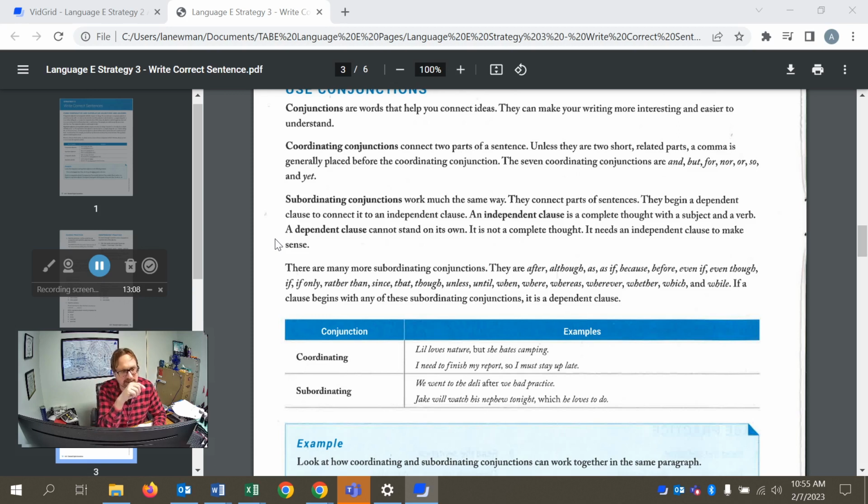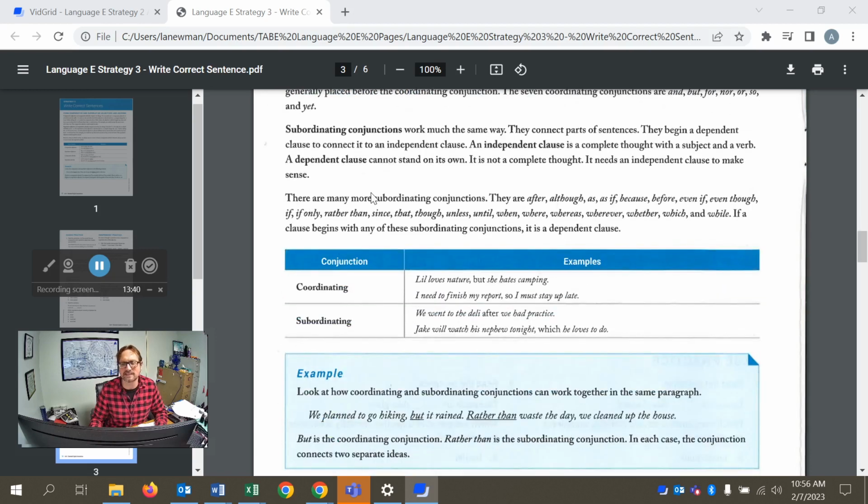So let's see here. Pause that. Hold that thought for just a second. Okay, so in the same way that coordinating conjunctions bring parts of a sentence or clauses in a sentence together that can stand alone, subordinating conjunctions bring together parts that are different. One can be independent and the other is dependent. The dependent cannot stand on its own.